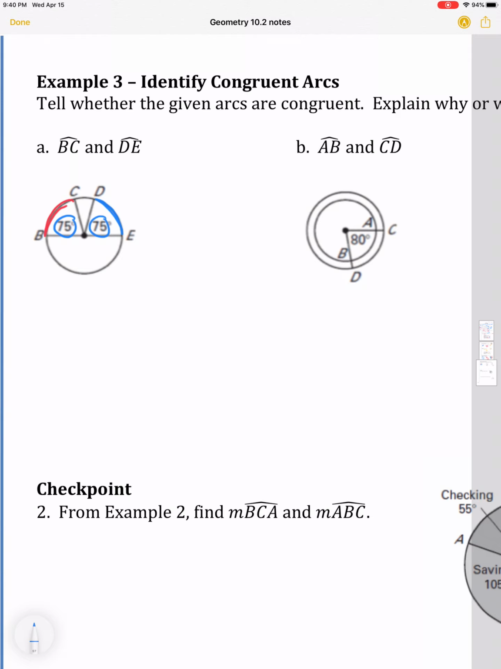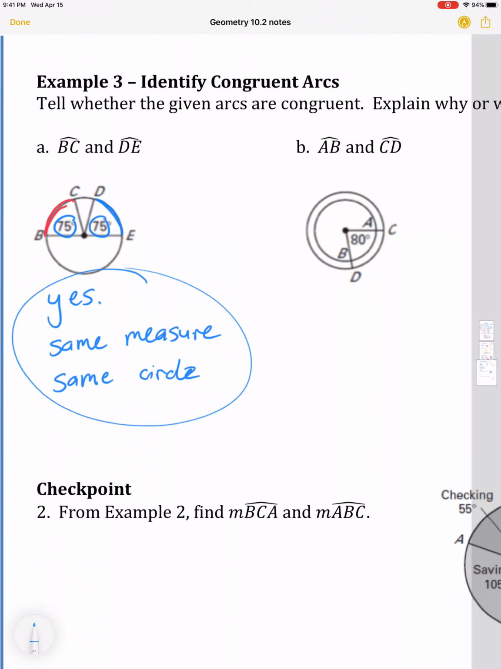And how else we can tell they're congruent is they need the same measure and they have to be in the same circle or congruent circles. So this one will be yes, they are congruent, same measure, same circle. This would be our reason. Same measure, same circle. Both 75 degrees, both in the same circle.